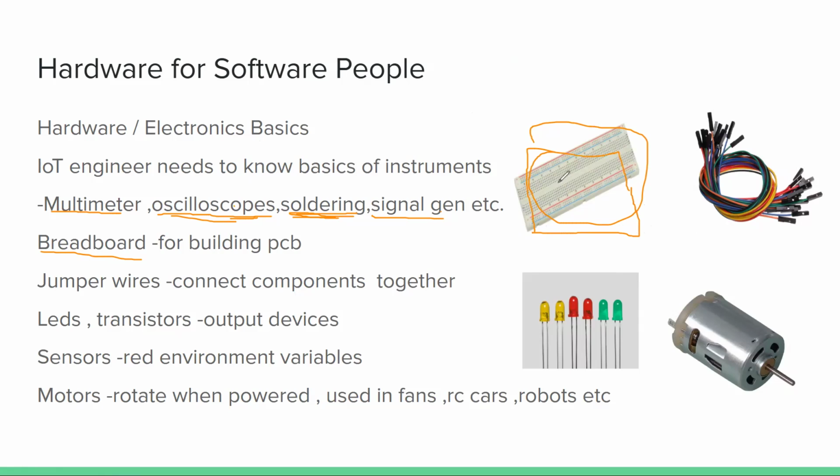So this is the breadboard, and we are going to learn how to use it. It's used for building the circuit, not really a PCB, but it's used to build the circuit. Are we together? Then jumper wires. These are the jumper wires. They are used to connect components together. For example, if you have a resistor here, do you know the symbol of a resistor? Like this, isn't it? So that is the resistor.